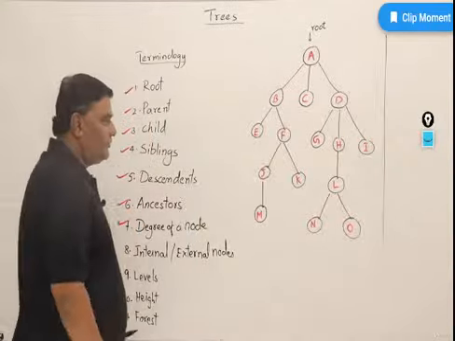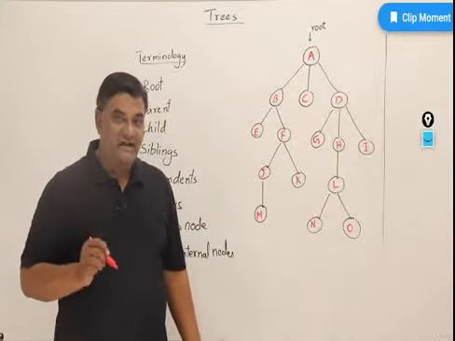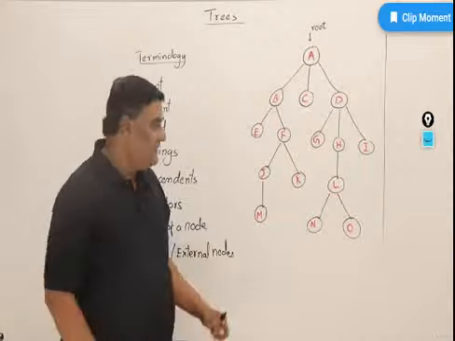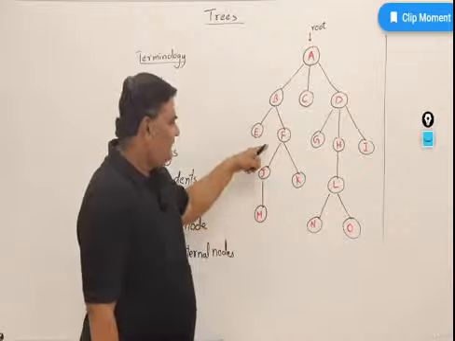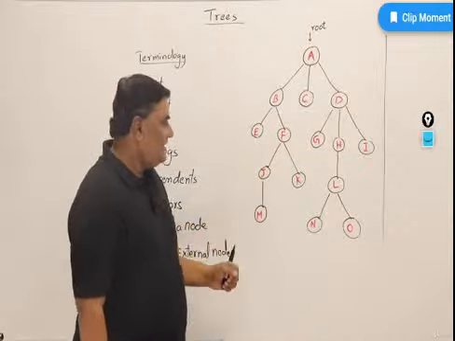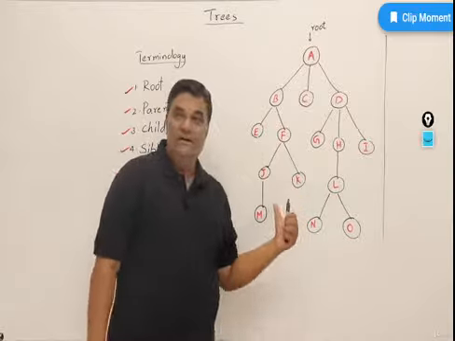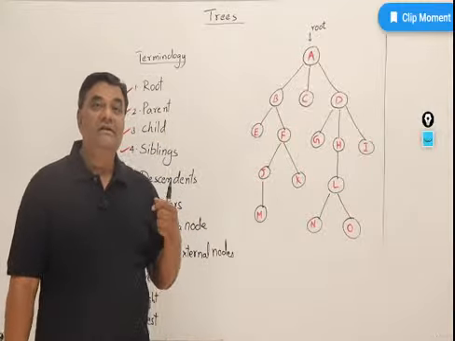The next is degree of a node. Degree of a node is the number of children it is having, direct children, not all descendants, direct children. Degree of L is 2, it is having 2 children. Degree of D is 3, degree of A is 3, degree of F is 2, degree of J is 1, and degree of N is 0, K is 0, M is 0. The number of children any node is having is the degree of a node.